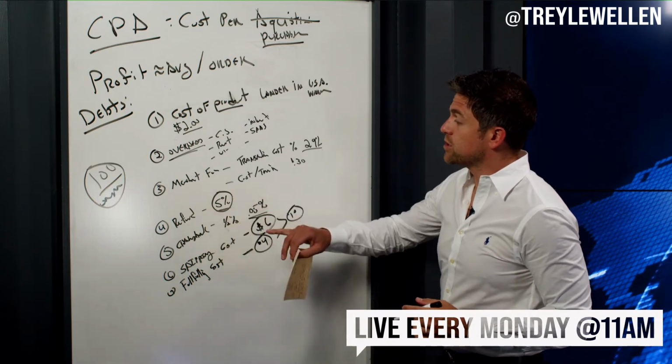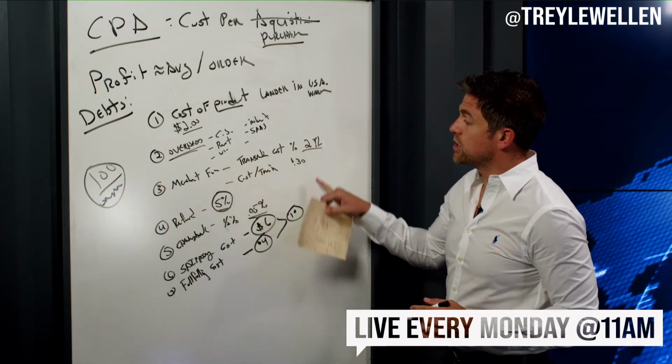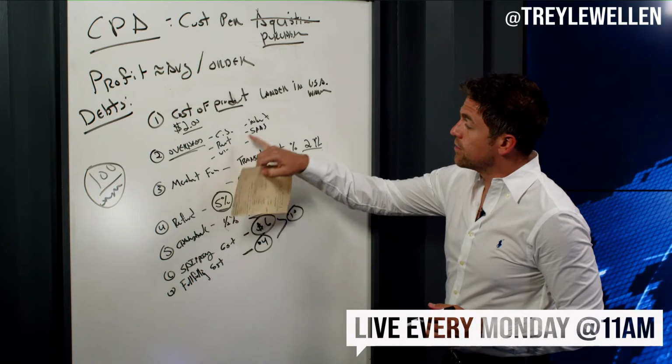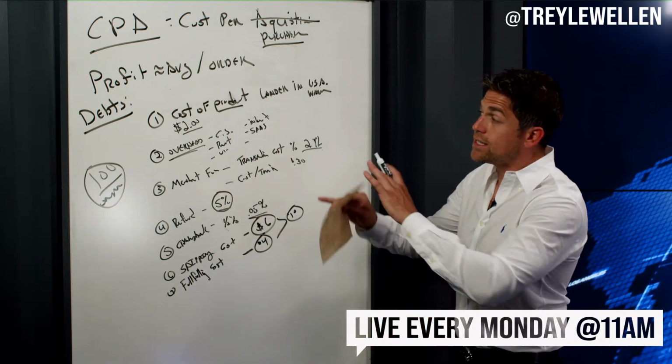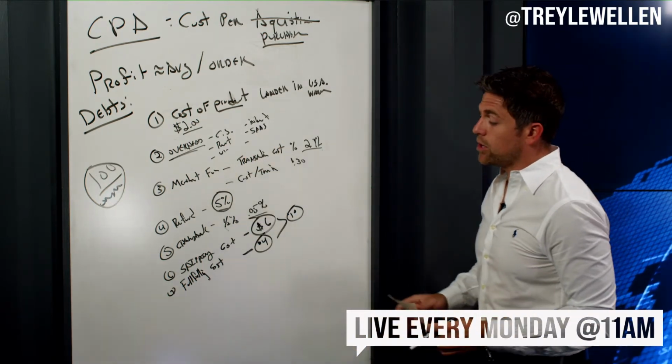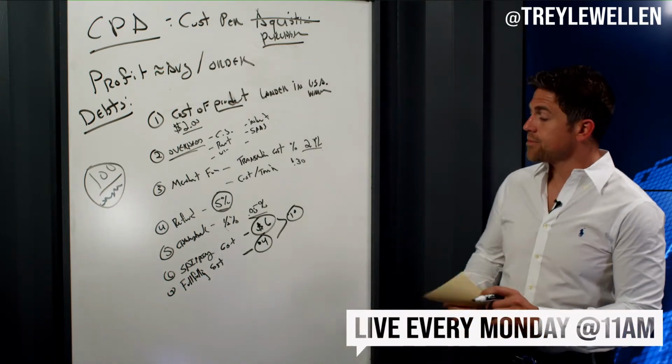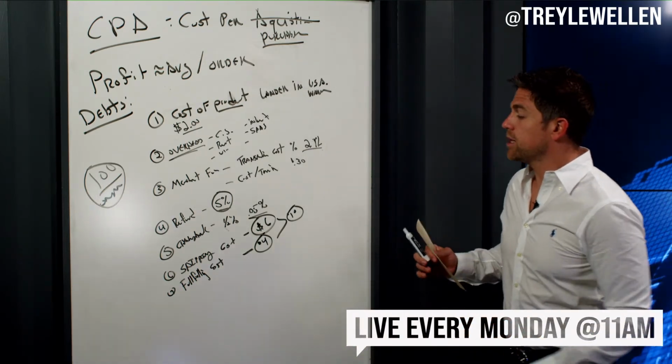Then my refund, I've got 5% there. My merchant fees, those are going to be a percentage, right? That's going to be an ideal. And then you've got the overhead and whatnot. Okay, so these are debts. Now, you guys got that? You screenshot that? If not, you can go back and play it again.